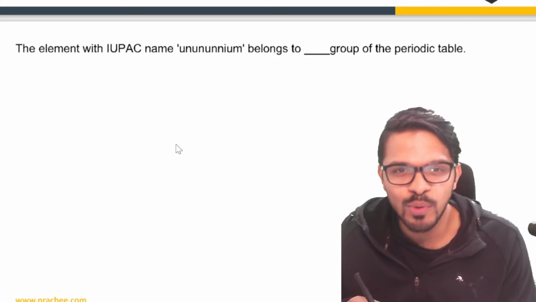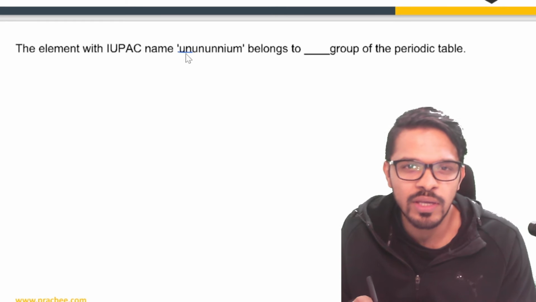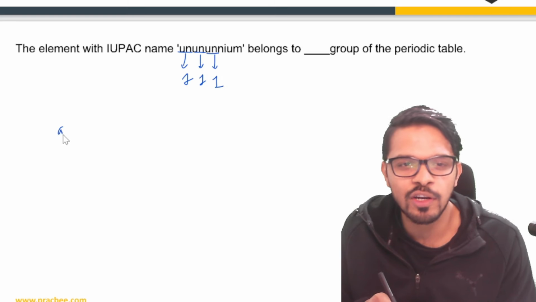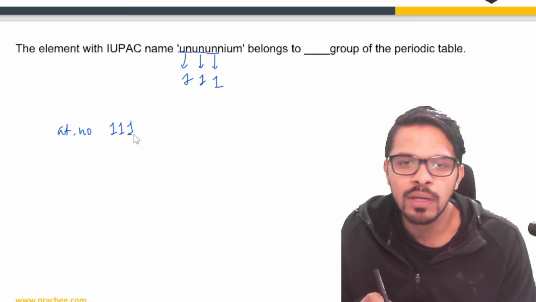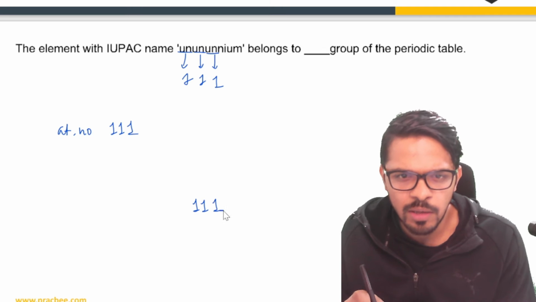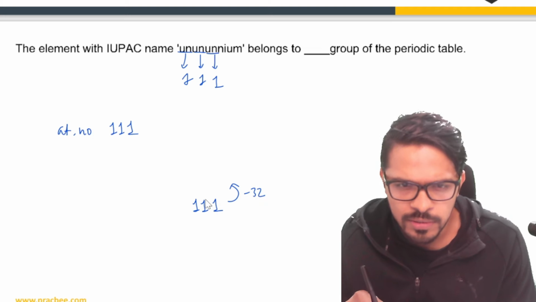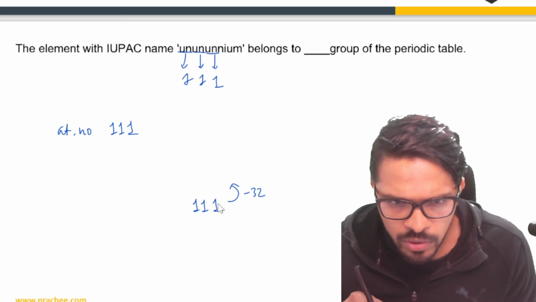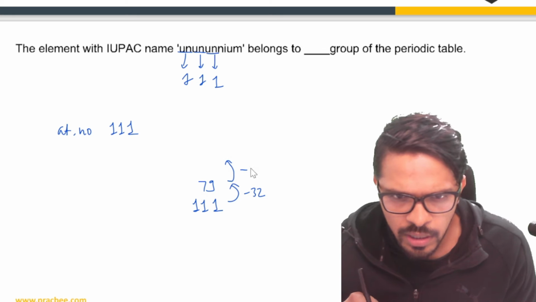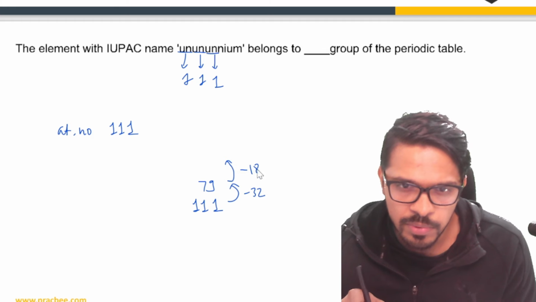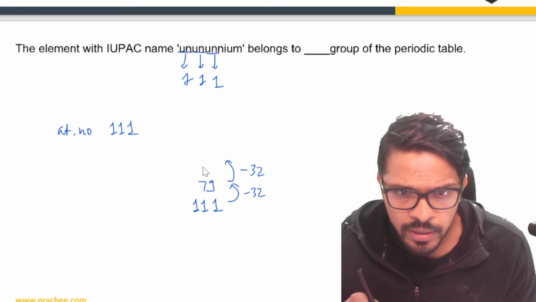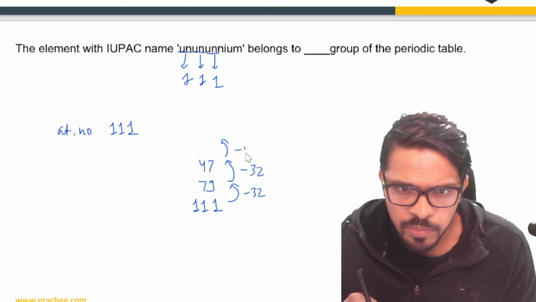Element with IUPAC name Unununium. So we know un means 1, un means 1, un means 1. So basically we have atomic number 111. To determine the group number, period number or block number, you should see the above elements. I will subtract 32 from this. If it would have been 112, it would be 80, so 79. Before this, I should subtract 18. No, I should subtract 32 again. So if I subtract 32 again, I will get 47. Now I should subtract 18, 29.